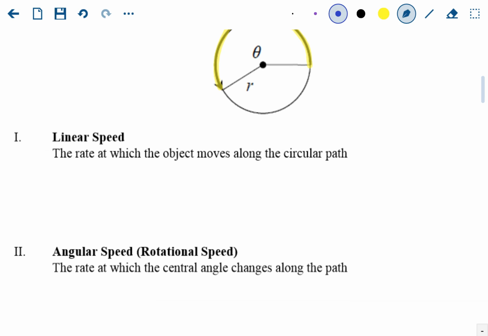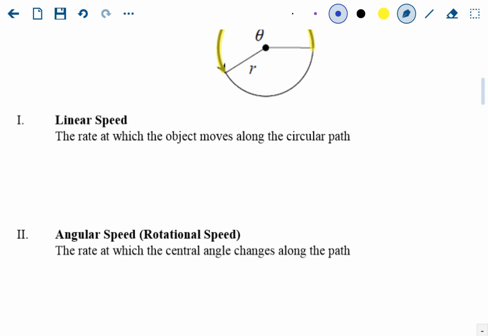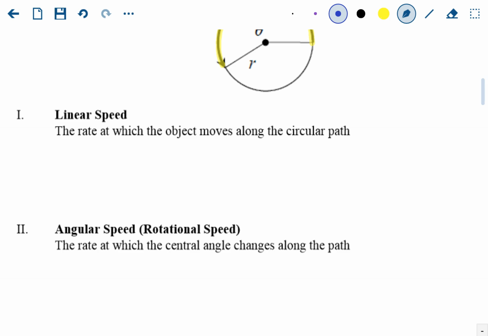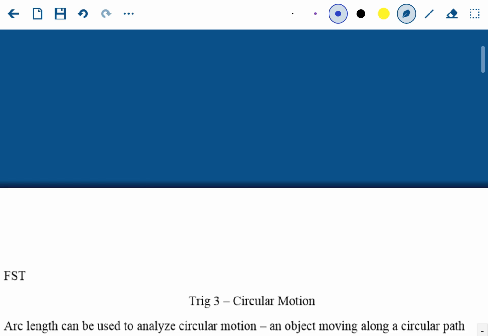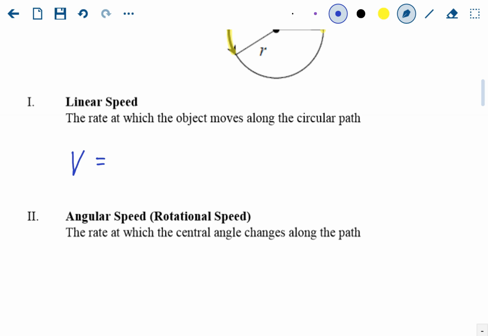object or circular path. How we find linear speed is how we find most speeds. It's going to be a distance over a time, like miles per hour. Miles is distance, time is hours of time. So our formula for this is going to use v for velocity, and it's going to equal s over t, where again, remember, s is the arc length, and t, of course, is time.